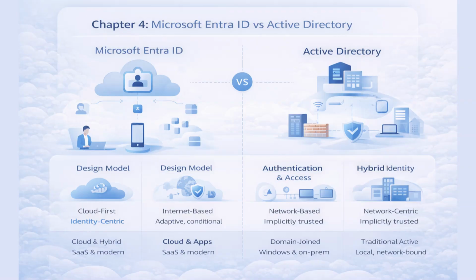The hybrid identity model. Most organizations do not replace Active Directory overnight. Instead, they use a hybrid identity model. Active Directory manages local resources. Entra ID handles cloud authentication and access. In this model, user identities are synchronized to Entra ID. Users sign in with the same credentials on-premises and in the cloud. Organizations gain modern security without losing legacy compatibility. Hybrid identity acts as a bridge between traditional IT and cloud-native environments.